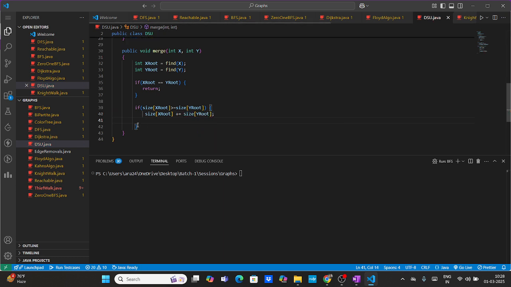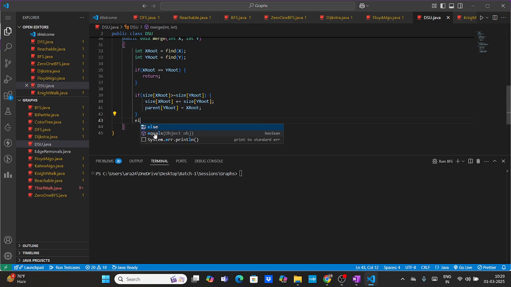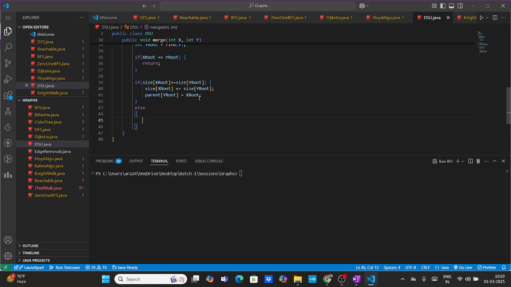The smaller one we connect with the larger one. Since y root is smaller, I have connected it with this. Does it make sense? Yes. And finally, parent of y root equals x root. Not parent, x root. Okay. Else, just reverse it.